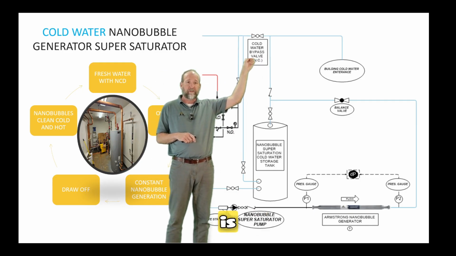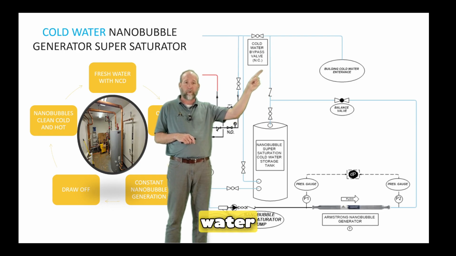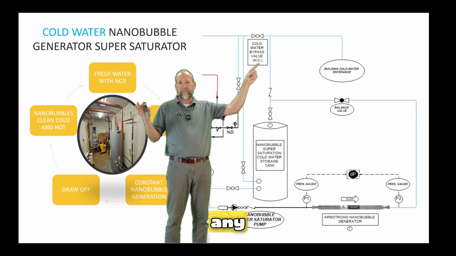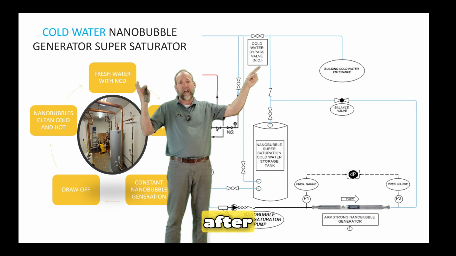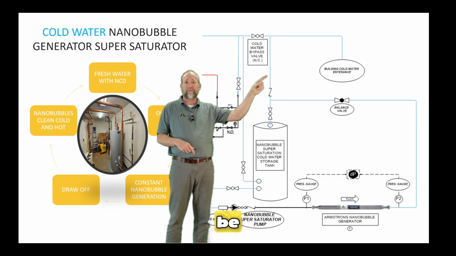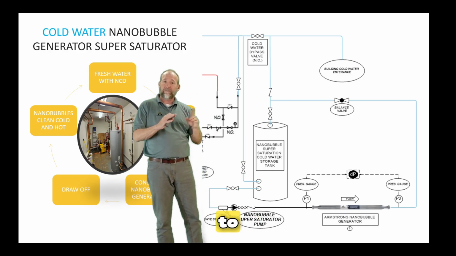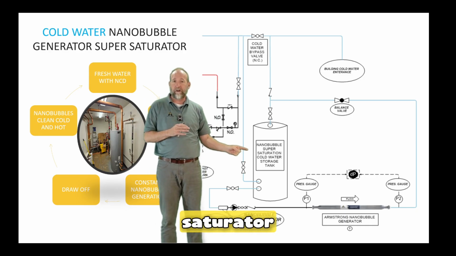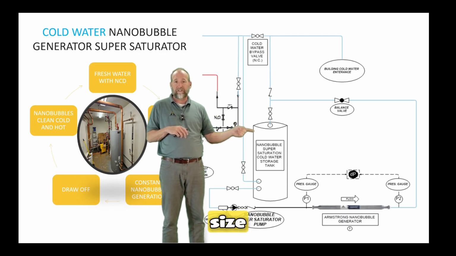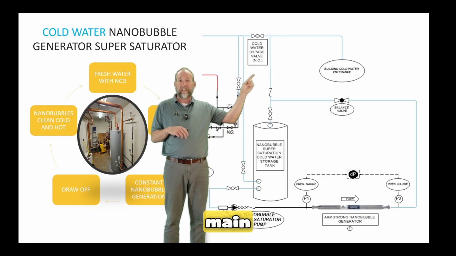What we're going to actually do is take a branch line off the cold water, typically after the backflow preventer, after any sort of pressure reducing valve, and after any sort of meter. We're going to take a branch line down, and this is going to be the same line size as your main. When it comes to sizing a supersaturator, we will give you sizing. Just reach out to me. We size these based on the main line water size.